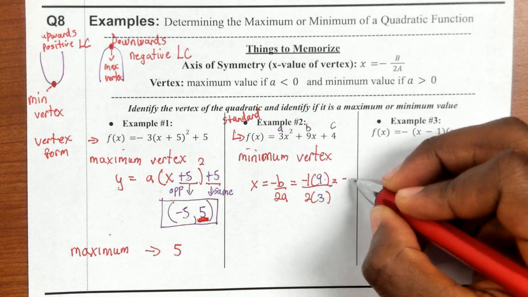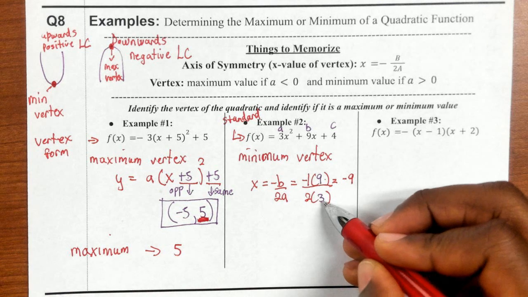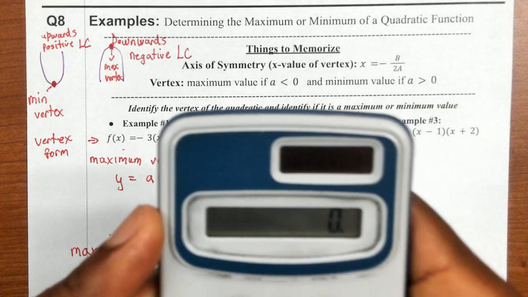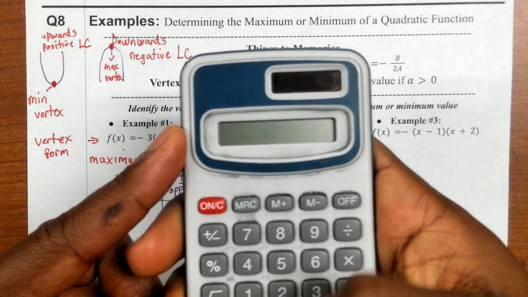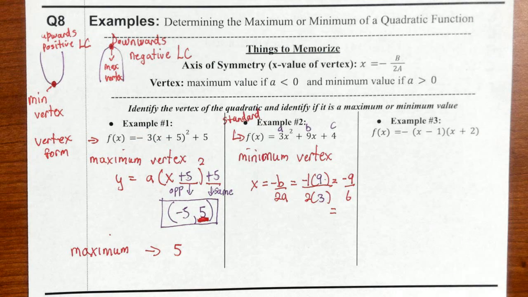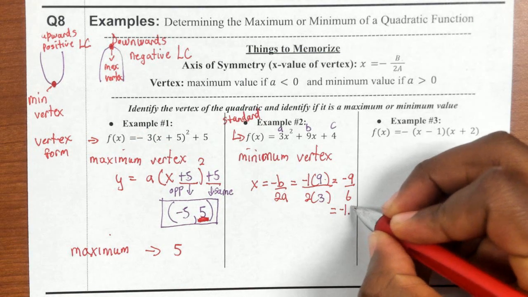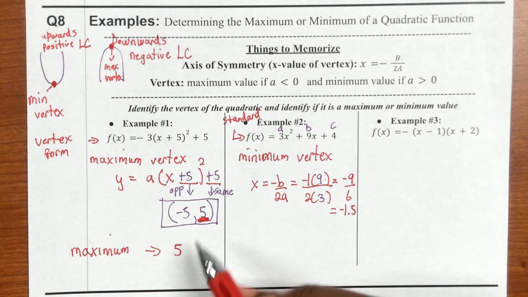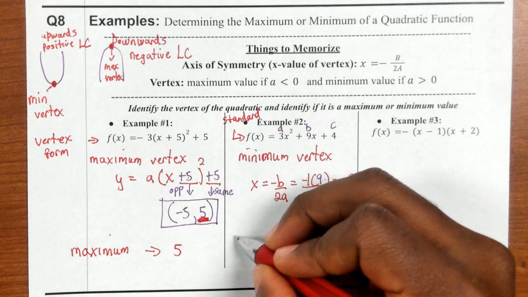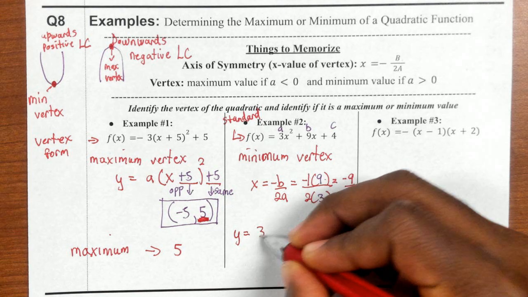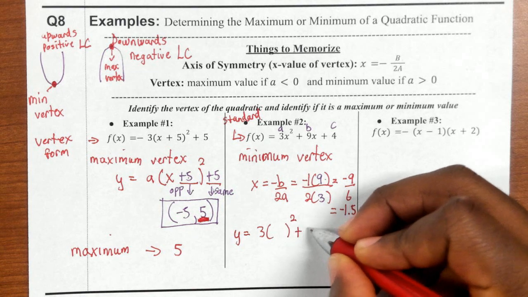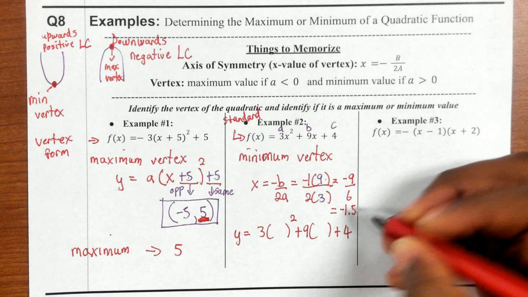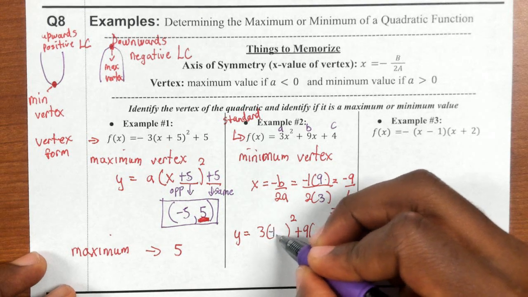Negative 1 times 9 is negative 9. 2 times 3 is 6. Now I'm going to do negative 9 divided by 6. So negative 9 divided by 6 is negative 1.5. So I will get negative 1.5. But I'm not done yet because I need to plug it back in to find the y value of that vertex. So I would rewrite my equation, and I'm going to replace all my x's with what? With a parentheses. And what's going to go inside of that parentheses, guys? Yup, the negative 1.5. Good job, guys.